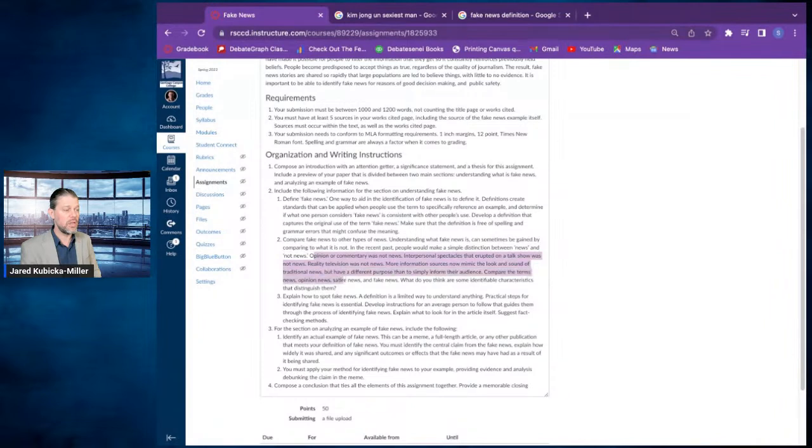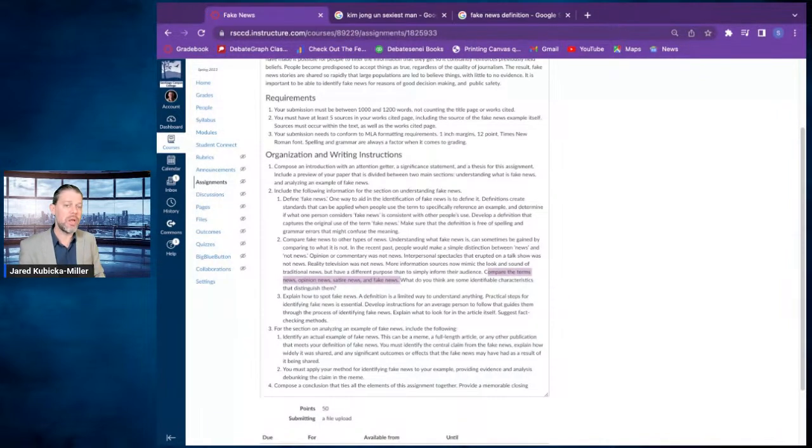Opinion, satire. Okay, here we go. Compare the terms news, opinion news, satire news, and fake news. That's the main thrust of the second part in the first one. All right. So I'm going to show you when I get to the example. I'm going to show why that is.